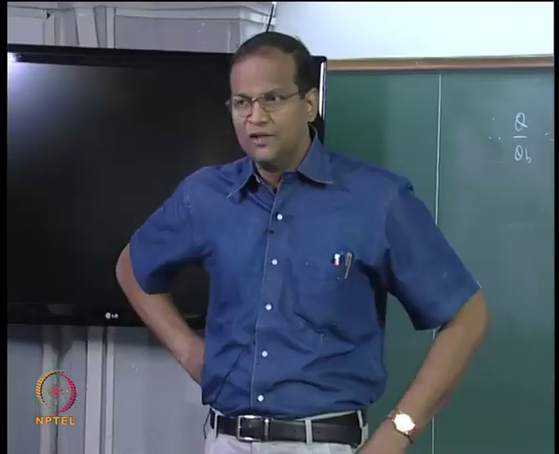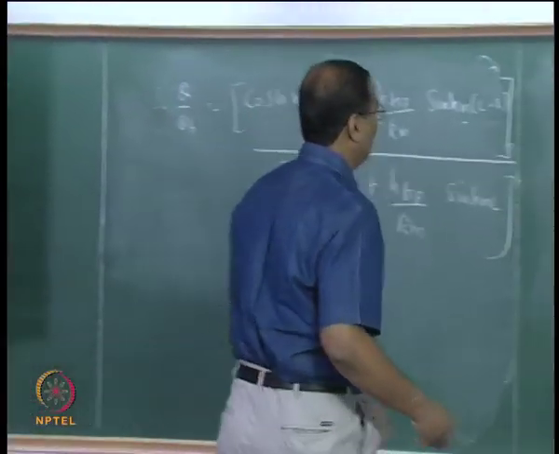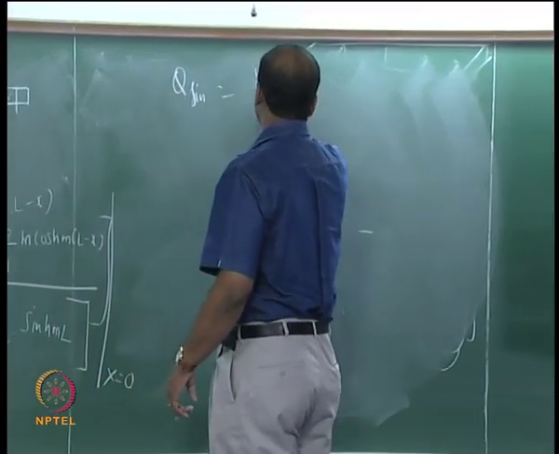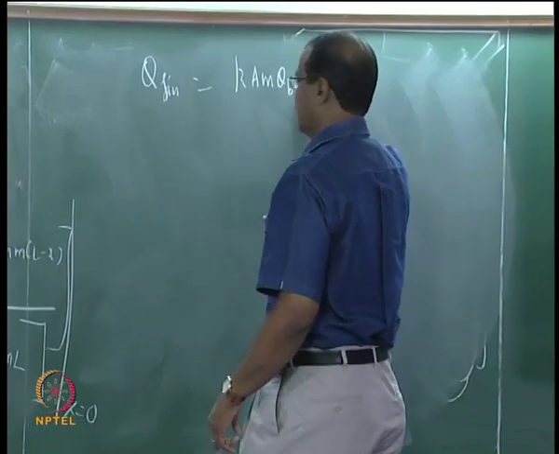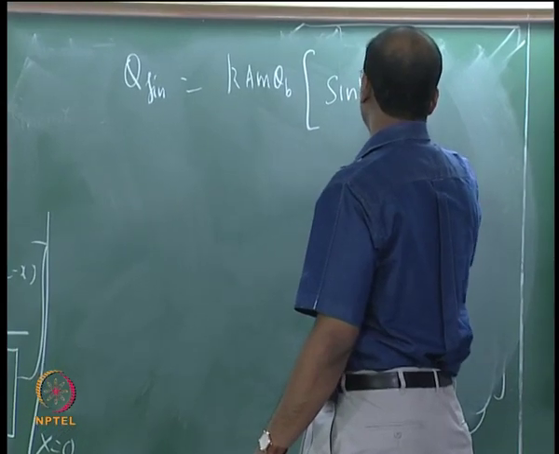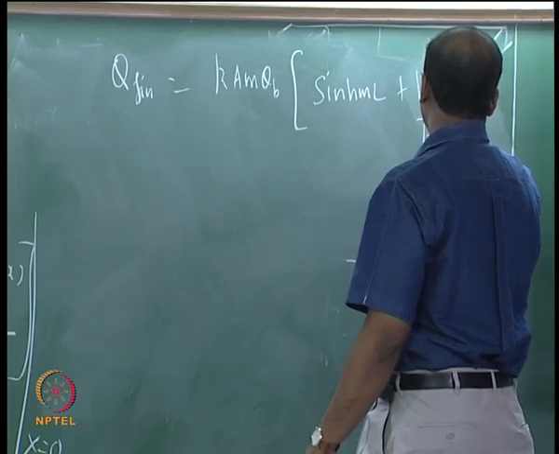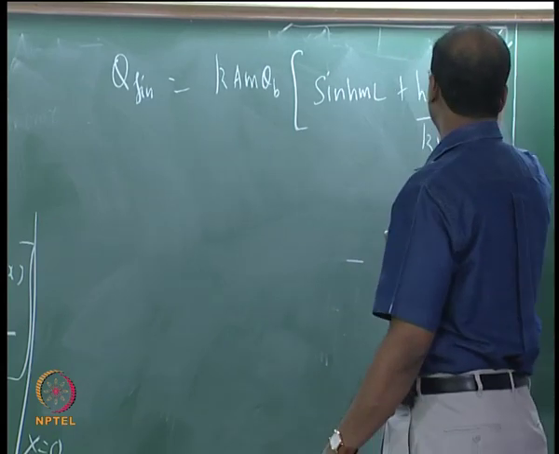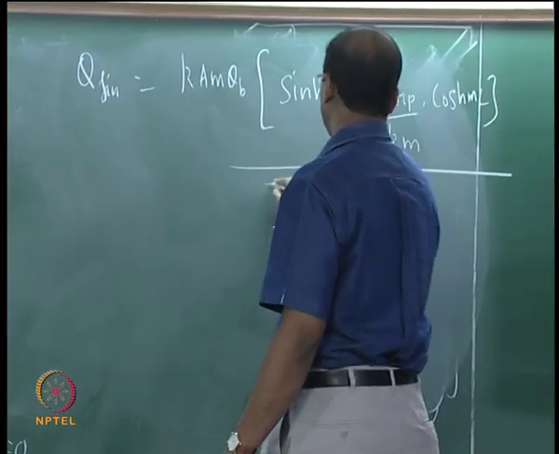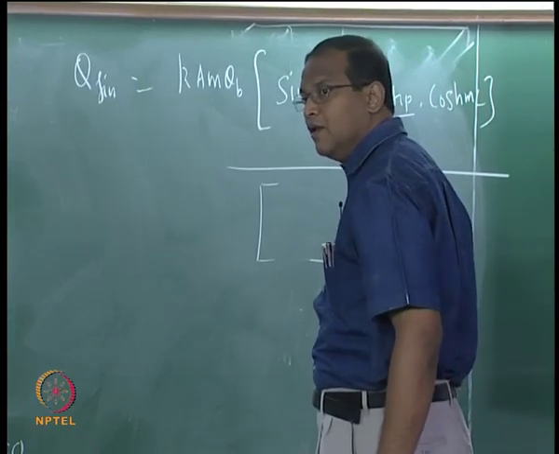What is the answer you are getting? Is it very complicated? No. So Q fin equals k A m theta b times [sinh ml plus h tip by mk cosh ml] over [cosh ml plus h tip by k sinh ml].